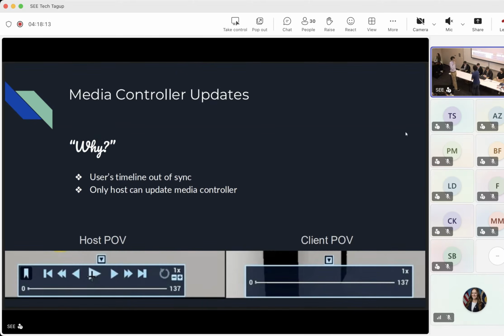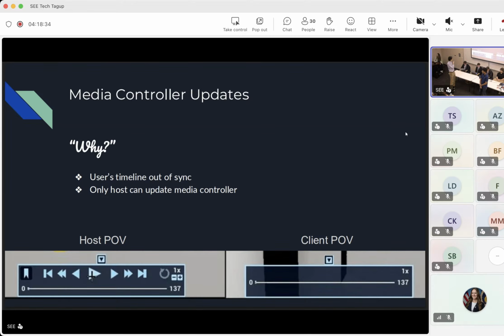Next slide. The next thing we did was add to the media controller. So originally, if the simulation plays, both the hosts and the clients can edit what time step it's on, and this causes the simulation to get extremely out of sync very quickly. So we made it so that only the host has the ability to change what time the simulation is at, and the clients can just see the exact time step and what speed it currently is at.